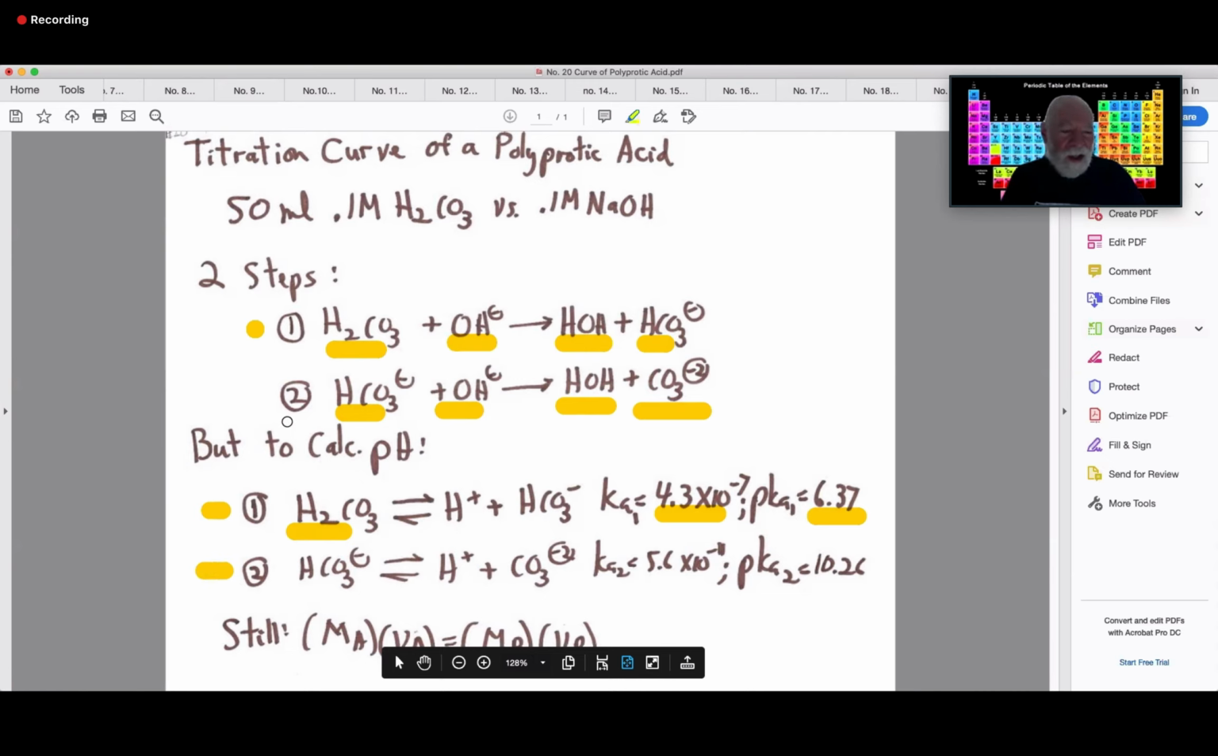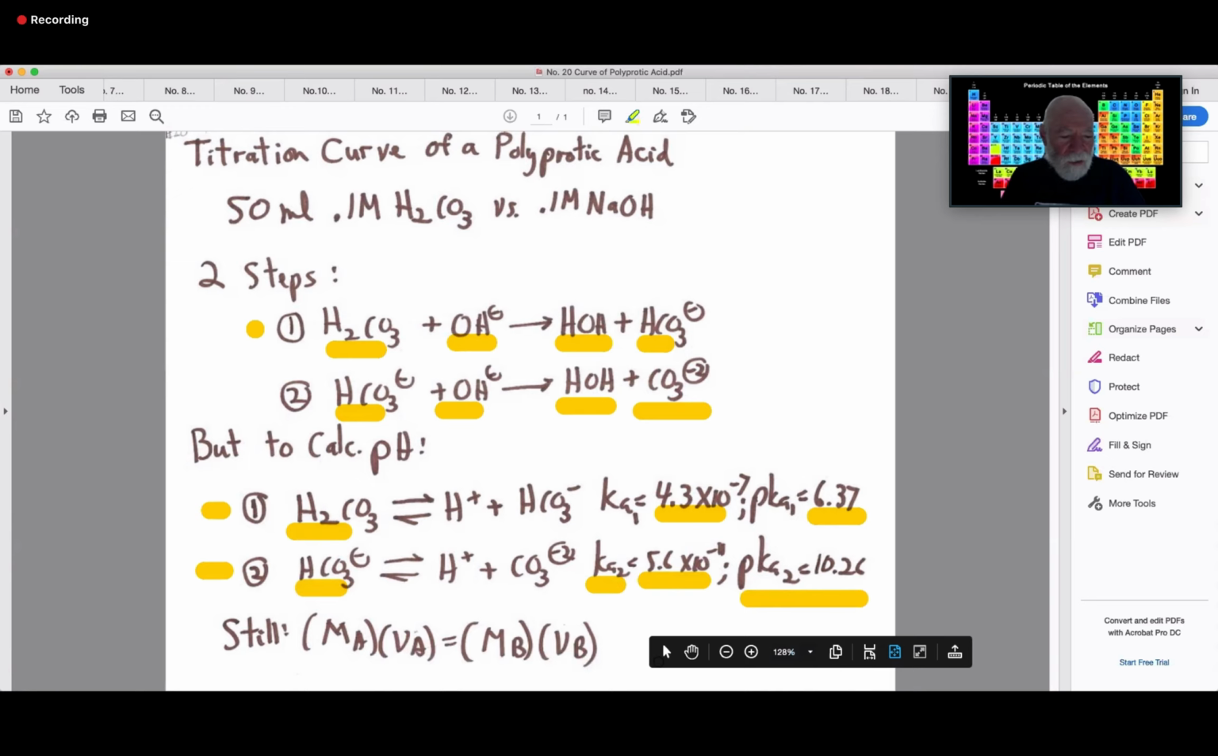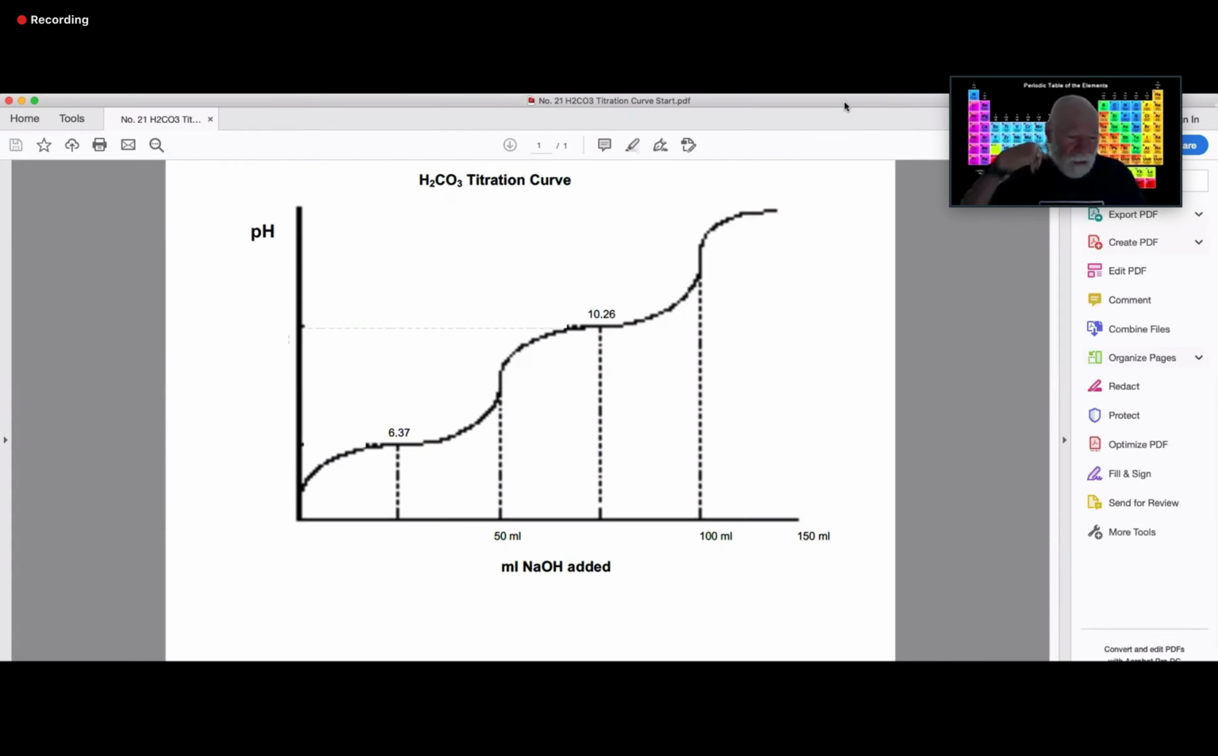So in step number 2, we can use the hydrogen carbonate to get the pH. Again, I've given you K sub A2 for carbonic acid, 6.5 times 10 to the minus 11, by the way. Once you correct your notes, that's a minus 11. And the minus log of that, pK sub A2, would be 10.26. You'd be happy to know that it's still true that molarity of acid times volume of acid equals molarity of base times volume of base.